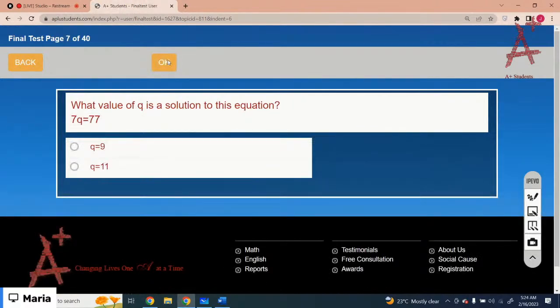Okay, the next one is 7q equals 77. So what is the value of q? You have to divide both sides by 7. Got it? So when you divide both sides by 7, q equals 11. Got it? So the correct option is 11.